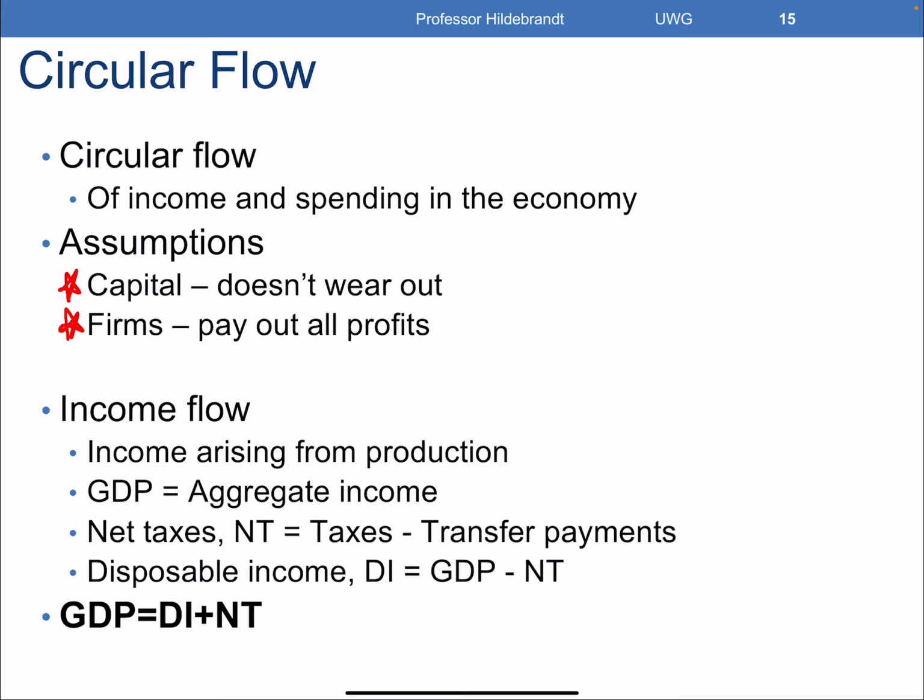Again, the bottom half is our income flow. And so it's the income coming from production. Remember, it's really important to note that GDP equals aggregate income, and then you need to know these two formulas. 1, net taxes equals taxes minus transfer payments. 2, disposable income equals GDP minus net taxes. And here's a third one. This is just really rearranging number 2, though. So we also find then that GDP equals disposable income plus net taxes.